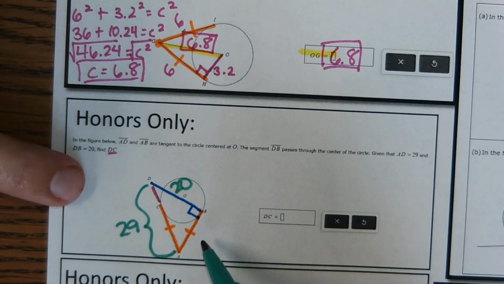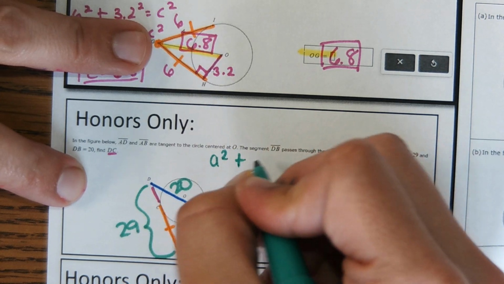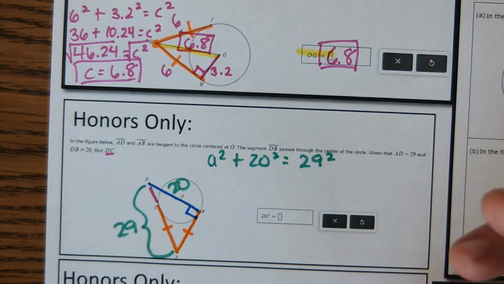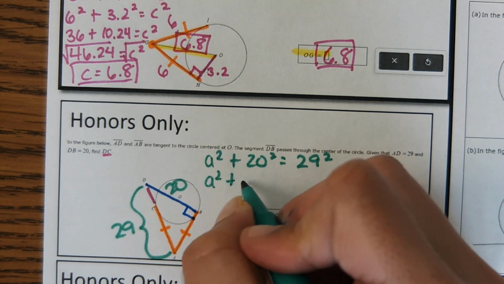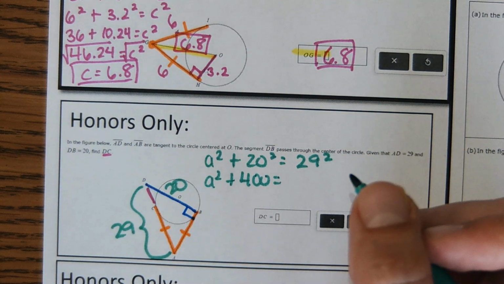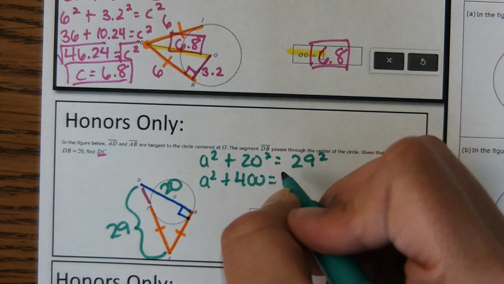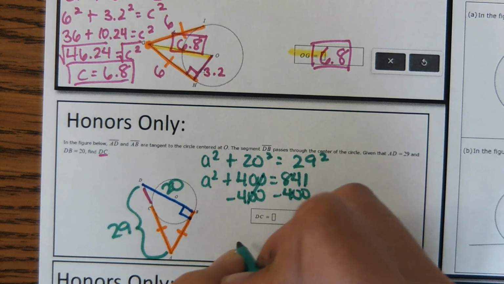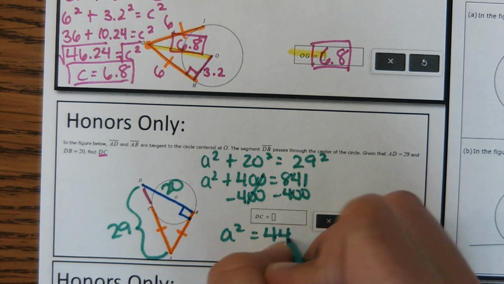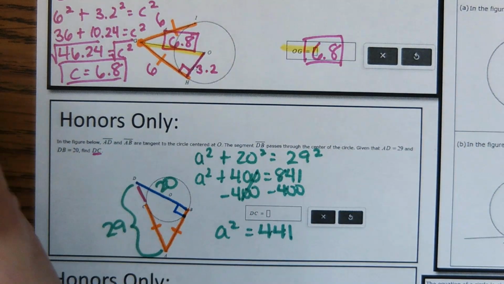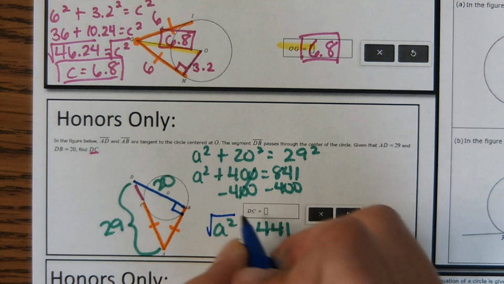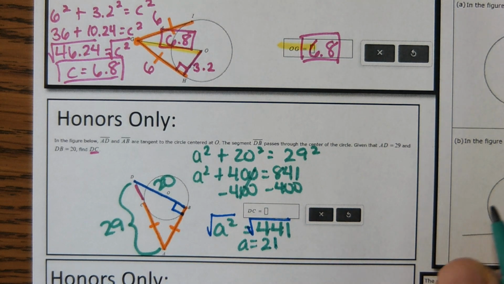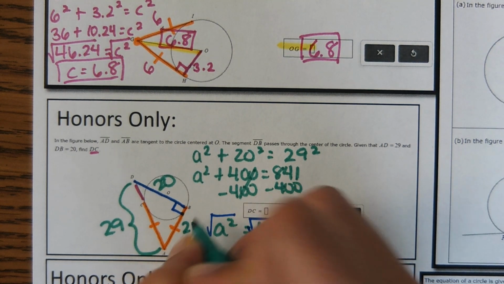Okay, so we're going to use the Pythagorean theorem. So just like a squared plus 20 squared equals 29 squared. 29 squared is 841. Then square root both sides. And here I have a equals 21. And so that's the length here.